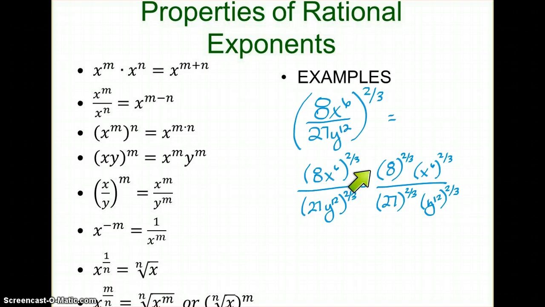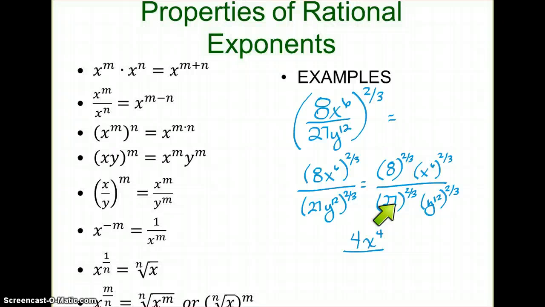Okay, so let's take care of each of those parts. 8 to the power 2/3, you can do that with your calculator, or you can do that yourself. The cube root of 8 is 2, 2 squared is 4, so I end up with a 4 from my 8. Then my x to the 6th to the 2/3, like we did in the last problem, 6 times 2/3 is going to give me a power of 4. Now on to the denominator. So I have 4x to the 4th in the numerator.